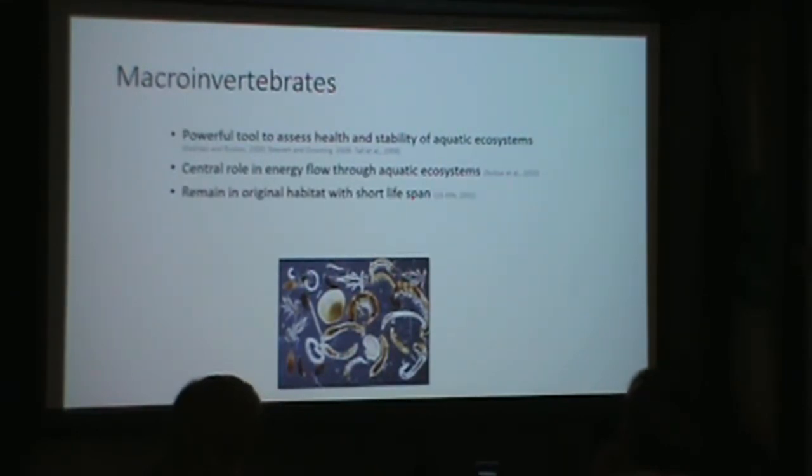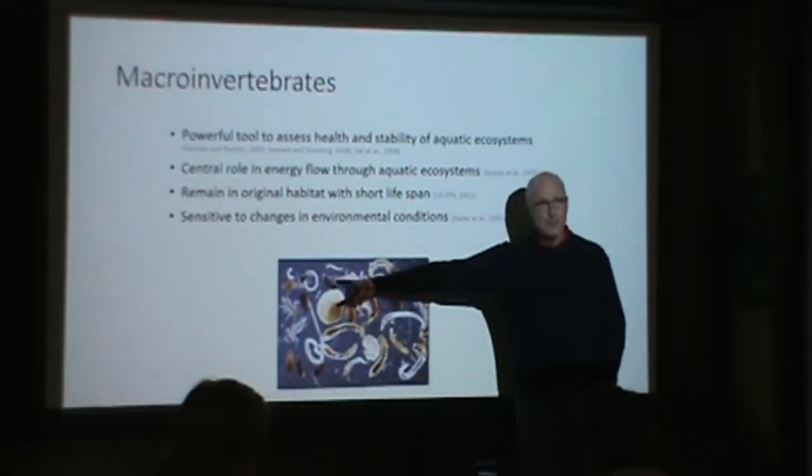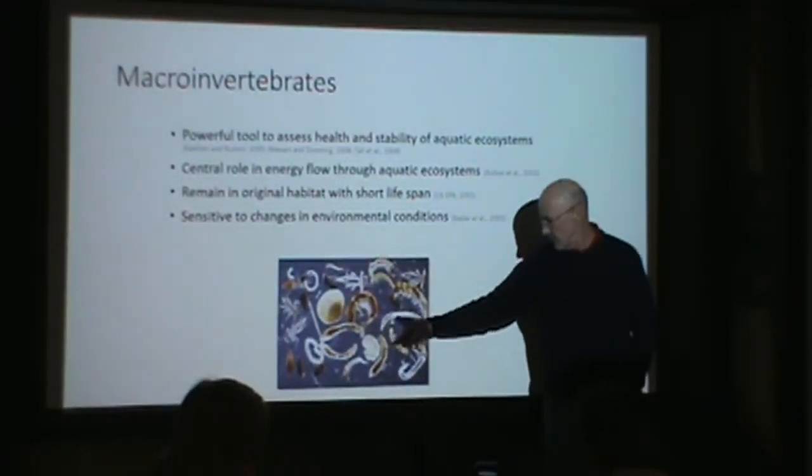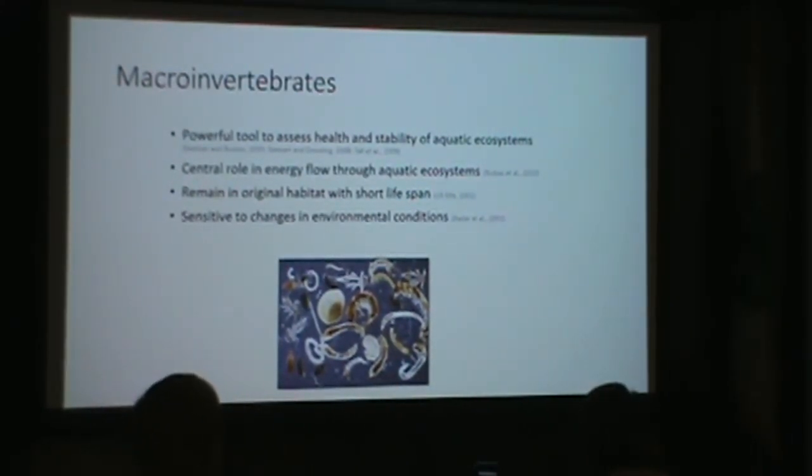So macroinvertebrates have many advantages. These little things include, as you can see, for example, insect larvae. Some are fully aquatic, and some are temporarily aquatic, because they are larvae. But all this is the macroinvertebrate community altogether. So they are being used for that many times.